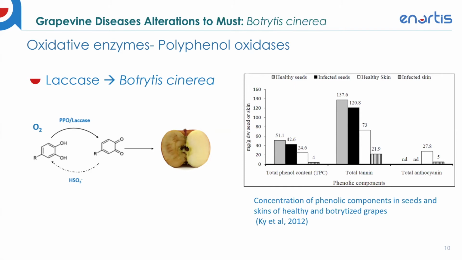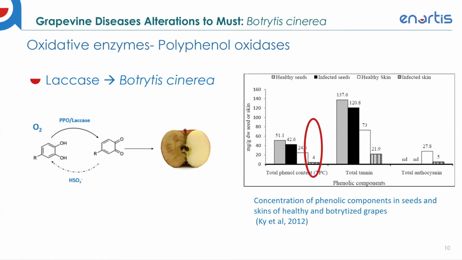So over here on the right, you can see a couple of charts. We have 3 different classes of phenolics on the x-axis: total phenol content, total tannin, and total anthocyanin. And then on the y-axis, we have milligrams per gram of the seed or skin that they're actually measuring. And so what they did is they measured healthy seeds and healthy skin from grapes, looking at phenolic content, and then they looked at infected fruit, at the infected seeds and infected skin to look at the phenolic content as well.